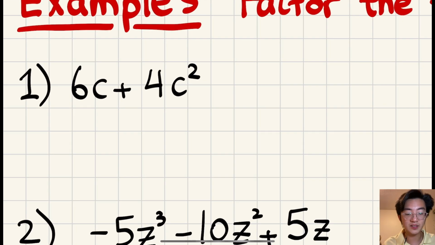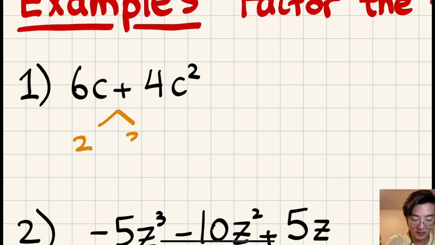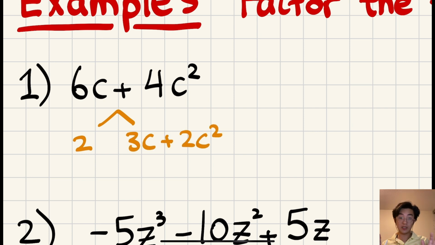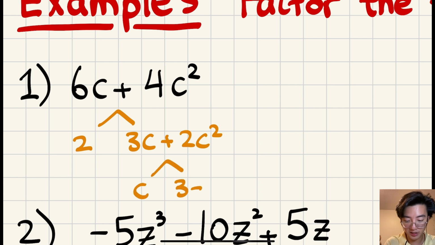First one, we have 6c plus 4c squared. Right away, we see that they're both even, so we can take out a 2 here, getting us 3c plus 2c squared. Now normally, we would be done. However, we also notice that here we have c and c squared, which means that we can actually take a c out of the expression. If we take the c out, we are left with just 3 plus 2c. It looks kind of cursed, but that is allowed.